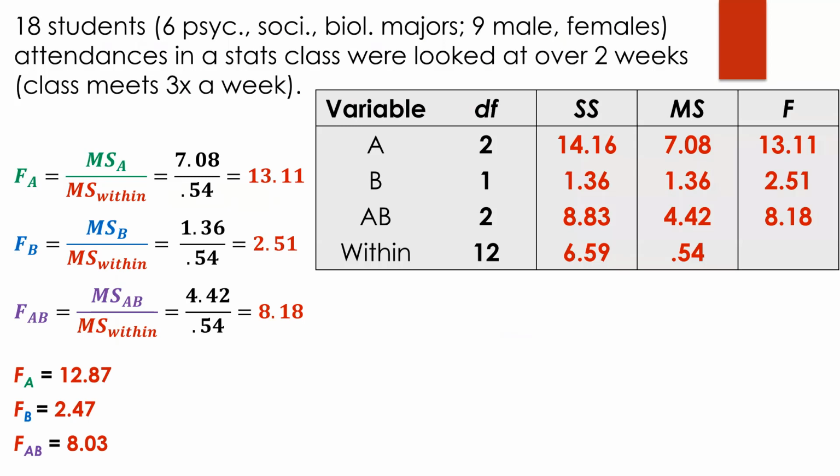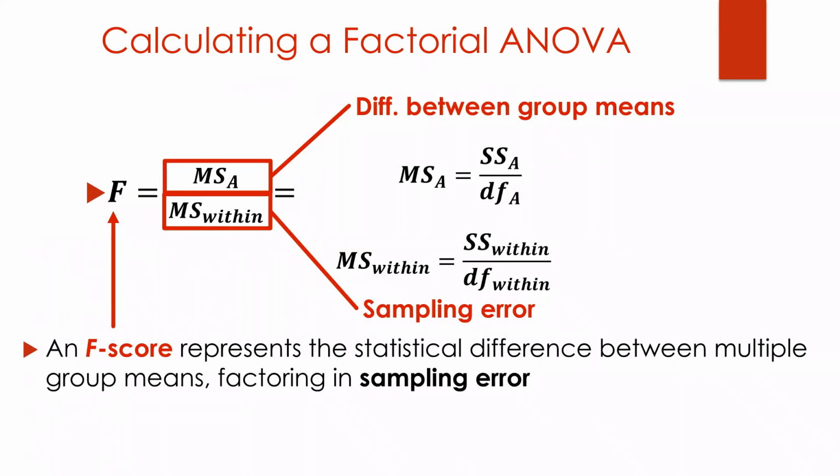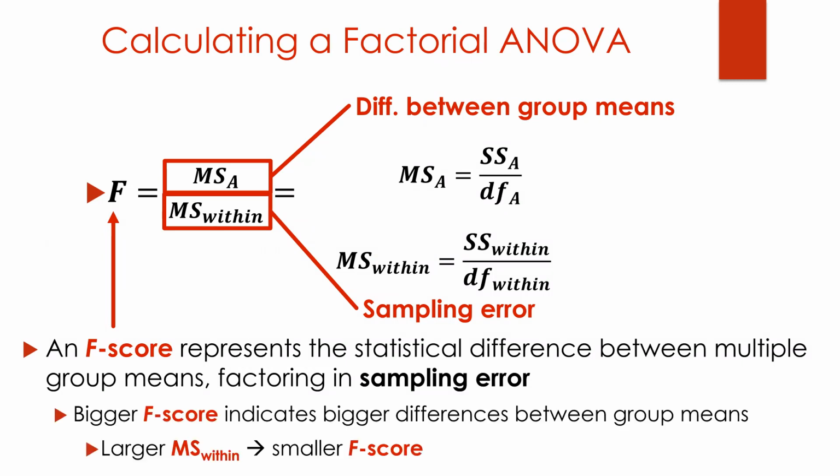Now this is what you should have found. The f-score for college major is 13.11. The f-score for gender is 2.51. The f-score for the interaction is 8.18. So what is this number representing? Okay? The F-score is a ratio between group variance to within group variance. It's the difference between your means, factoring in sampling error. So a bigger F-score for the variables and for the interaction indicates bigger differences between the group means.